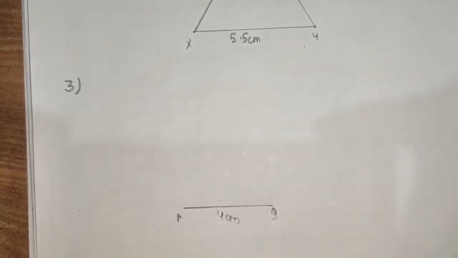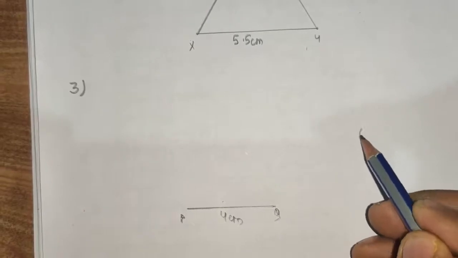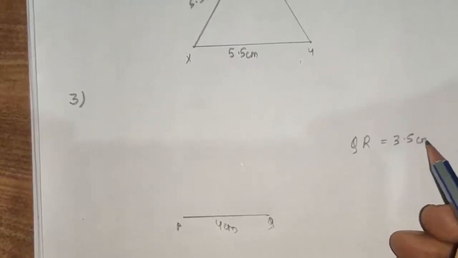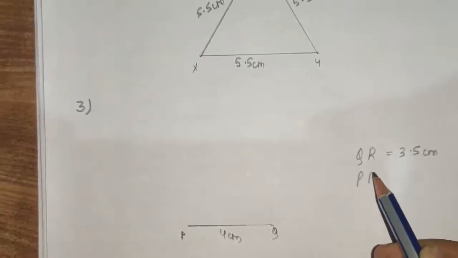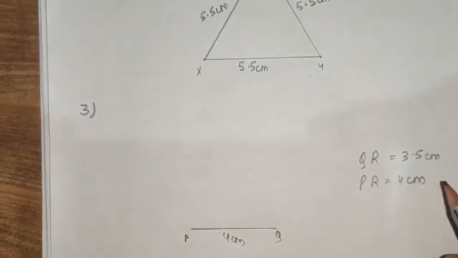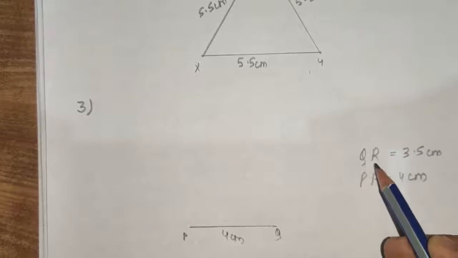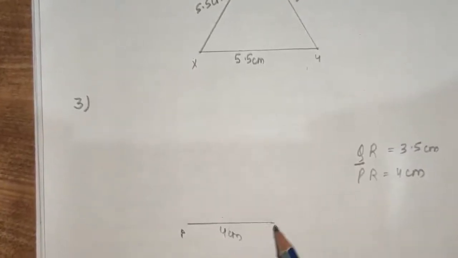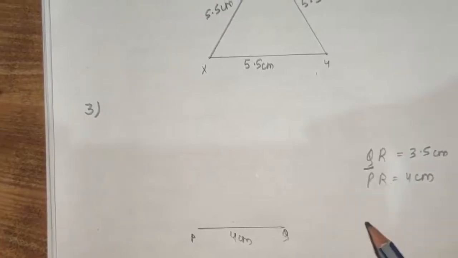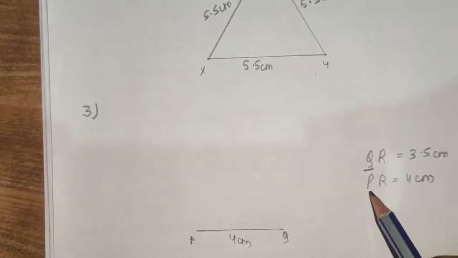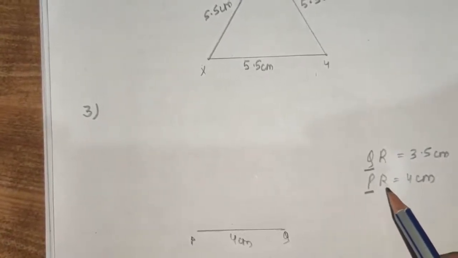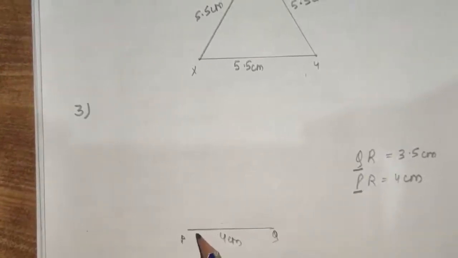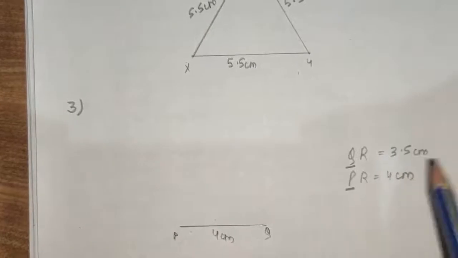Now after drawing PQ, more sides are also given like QR, this is 3.5 centimeter, and PR, it is 4 centimeter. So here you can see QR means we will draw from Q, and this PR from P, because R is not given here. So we will draw PR from P and QR from Q.